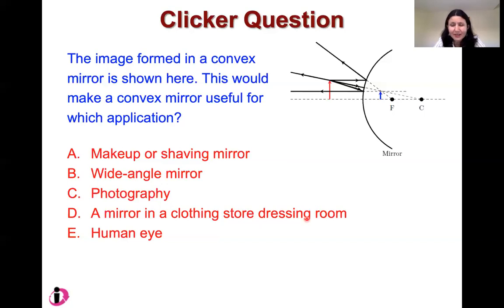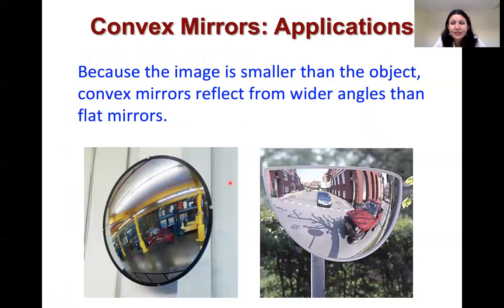All right, a mirror in a clothing store dressing room. Normally when you are trying on clothes, you want to see reality. You don't want to see yourself either bigger or smaller than you are in real life. So we use plain mirrors for that. So the only one that makes sense here is a wide angle mirror. What you see is an image which is smaller than the object. It tells you that because the images are smaller, you can get more of your objects in the mirror. Convex mirrors take in more from wider angles. So these are really good for security and things like that to see what's behind the corner.